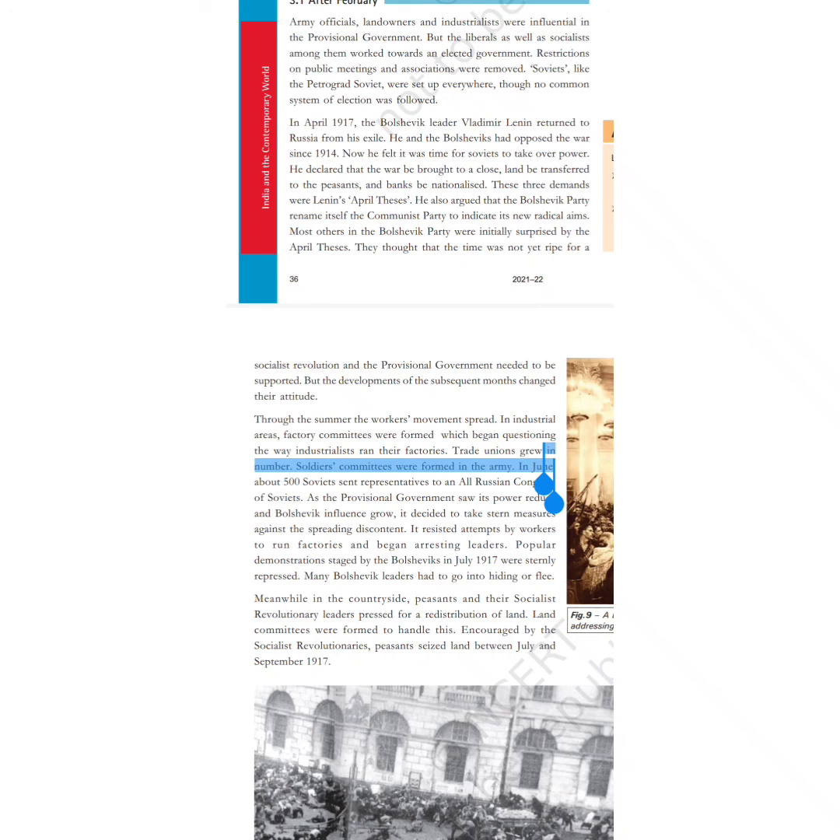Encouraged by the Socialist Revolutionaries, peasants seized land between July and September. They were so influenced by the Socialist Revolutionaries that they seized the land between July and September in 1917. So class, this was the condition of Russia after the February Revolution in 1917. Although people were trying their best to improve the condition, it was not that good, nor was it that bad.